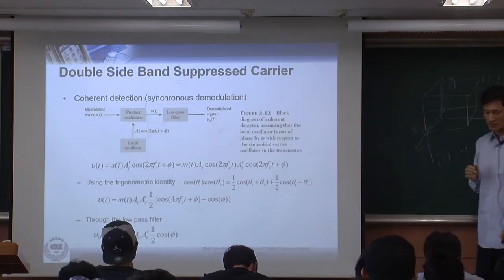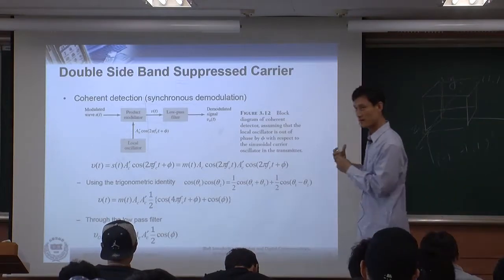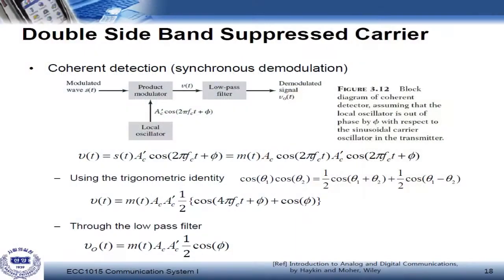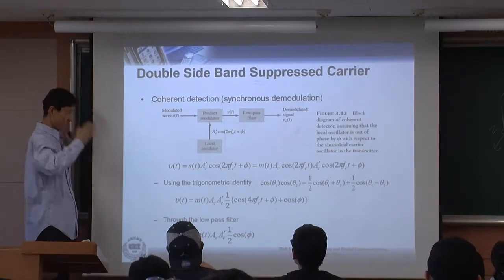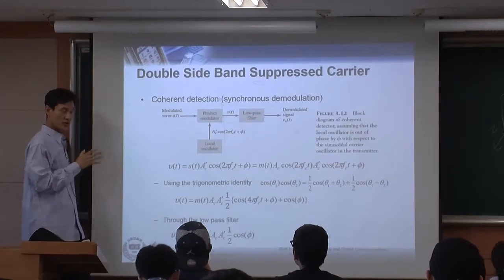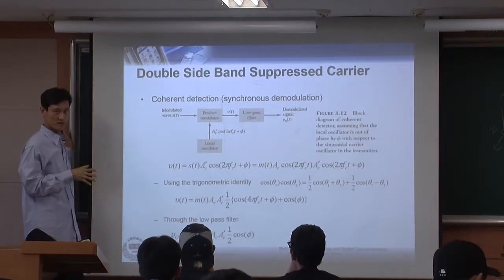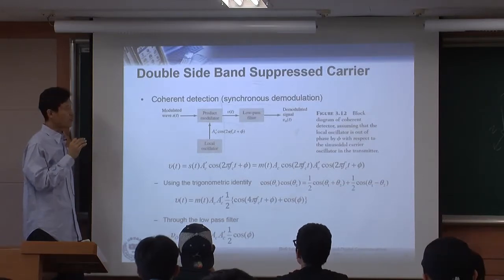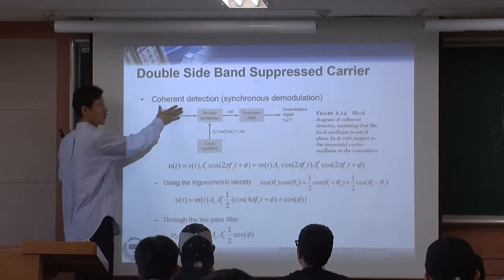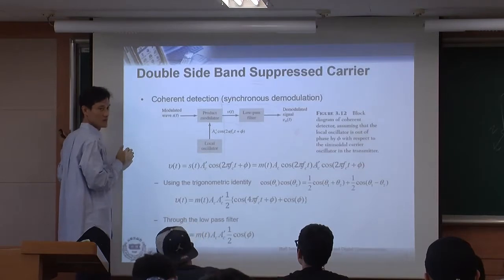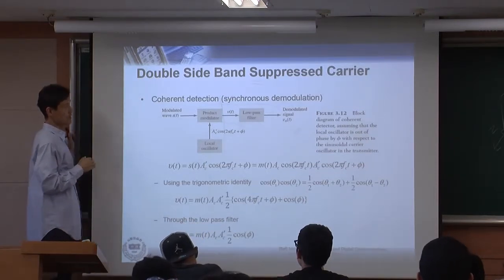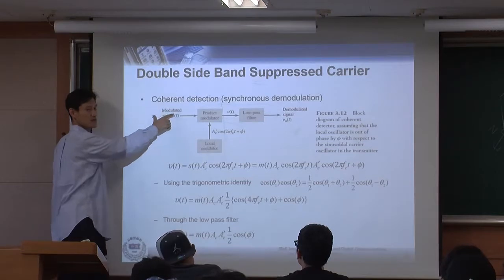So here is a detector, the receiver. Detector is always at the receiver. When we use DSB-SC modulation, we are talking about the receiver here, right? We cannot use the envelope detector, as I said. What we use is a coherent detector. Now I need to ask a question. What does coherent mean?